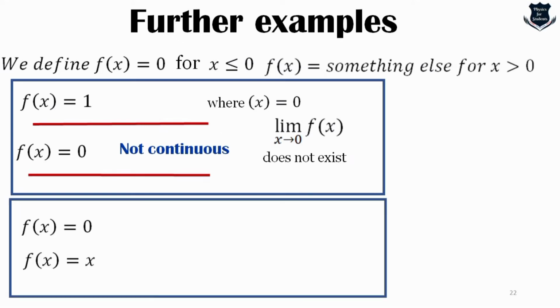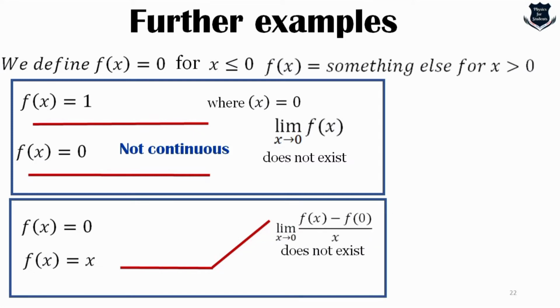So we take the second example where f of x equals 0 and f of x itself equals x. What happens is that we get this kind of a function. So what does it mean? This function is differentiable everywhere except at x equal to 0. However, the limit, which is this kind of a definition, does not exist at x equals 0.